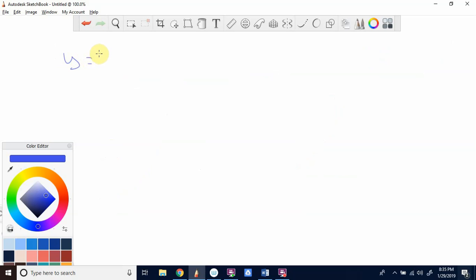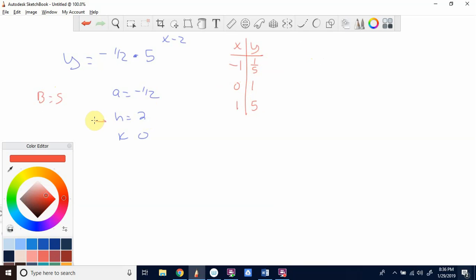So y equals, it looks like negative 1/2 times 5 to the x minus 2. So here we have A is negative 1/2. H is 2, and K is 0. So we go and take our parent function, x comma y. So we said we have negative 1, 1 over b, so 1/5, 0, 1, 1 comma b, which is 5. And I'm going to put here b equals 5. That's how we get this. Now we know that this affects the x, and these affect the y.